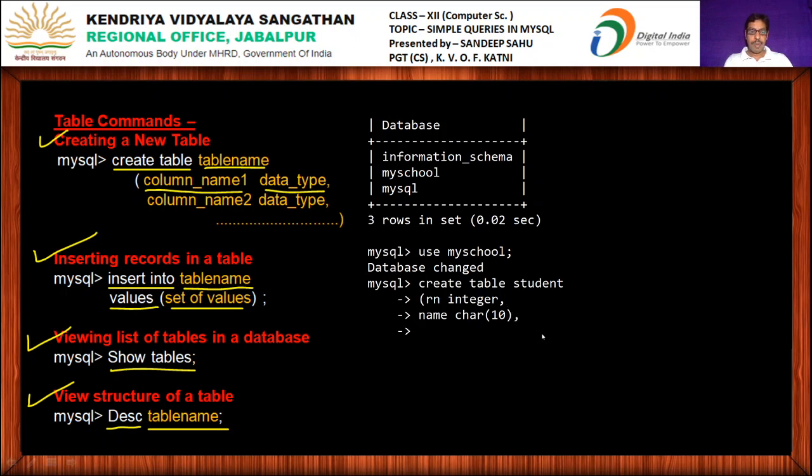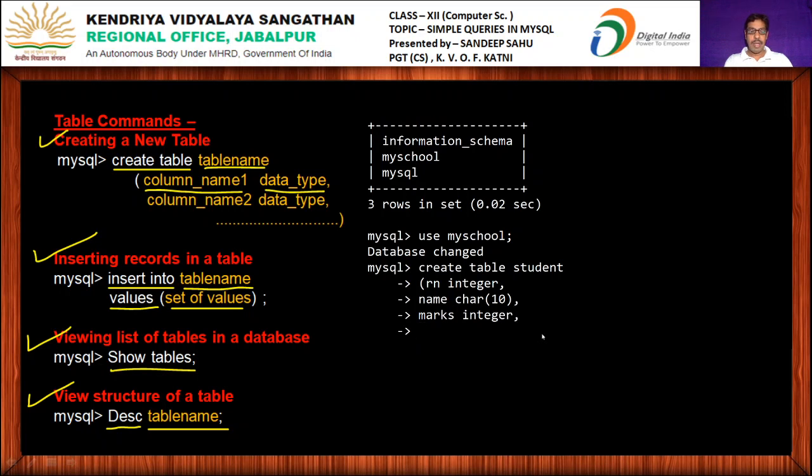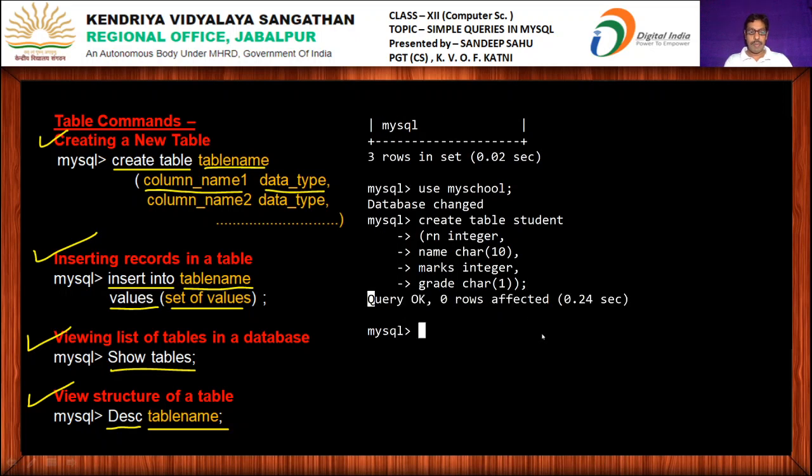Then marks of students, I am taking it again as integer, then grade of the student, that is char having size 1. This is closed and then semicolon. So what message are you getting here? Very okay. That is, this table is created.